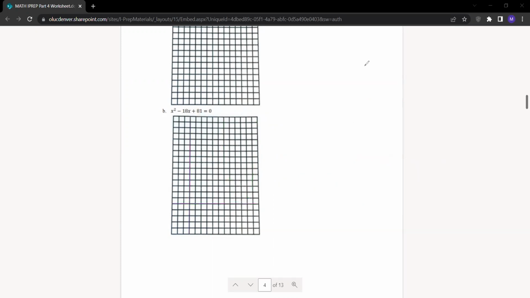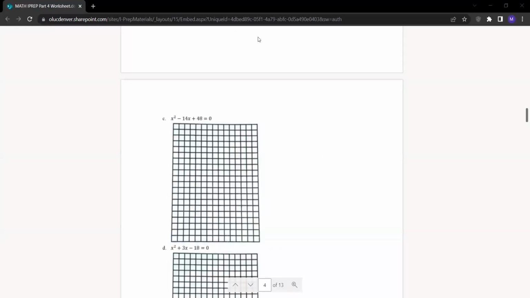So let's move on to part C, the last one we're going to do, and then we'll move on to the second half of our video. Here we have x squared minus 14x plus 48. In this problem, how can we factor? What two numbers add up to -14 but multiply to 48? Here we have x minus 6 and x minus 8, because these multiply to positive 48 and add to -14. So then we know our x-intercepts are 6, 0 and 8, 0.